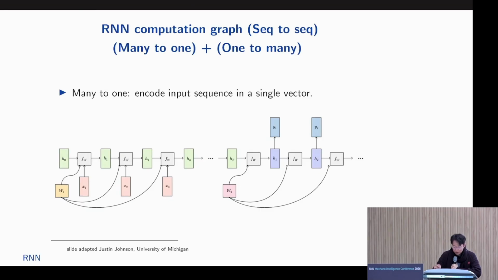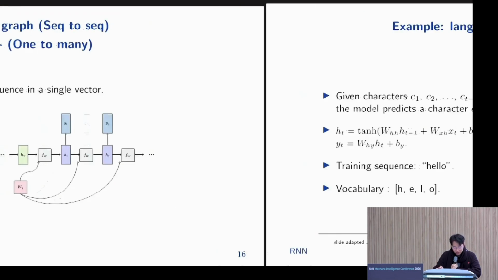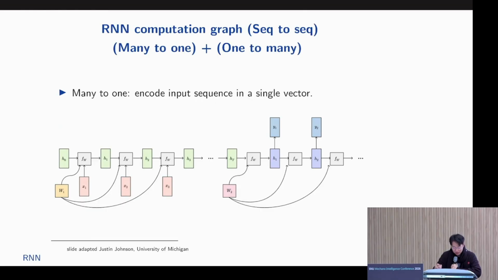And for sequence to sequence, there are many variations, but one thing you can do is many-to-one followed by one-to-many. So you process the inputs one by one and condense all the information into HT. And from HT, you'd start decoding its translation, for example, one by one. And here it probably would make sense to use different weights: one to understand this language, one to decode it into Korean or something like this.